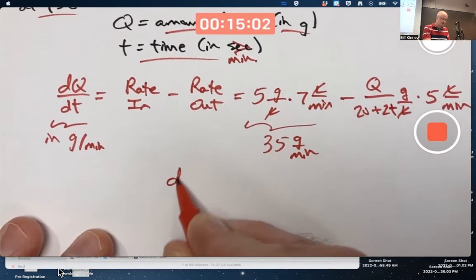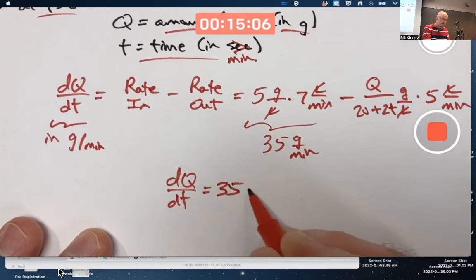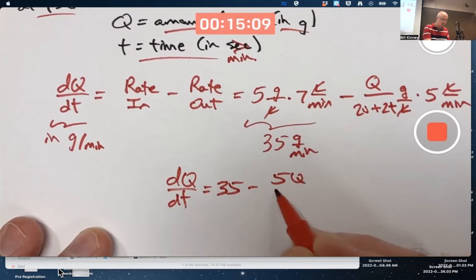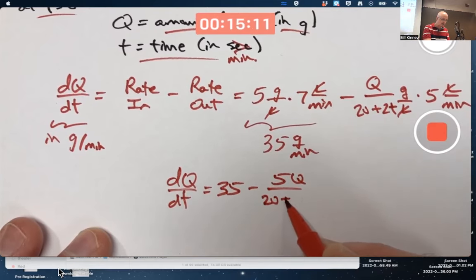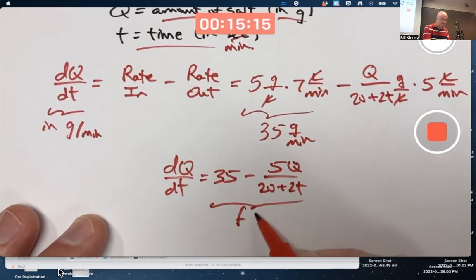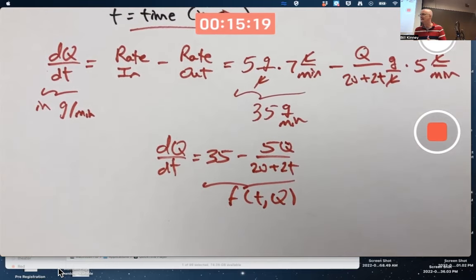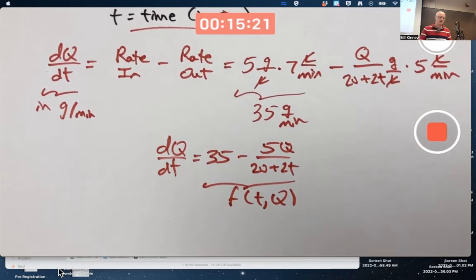So this simplifies a little bit. dQ/dt is 35 minus 5Q over 20 plus 2t. And this thing is my f function as a function of t and Q. Of course, it would be a function of t and y if I used y instead of Q.